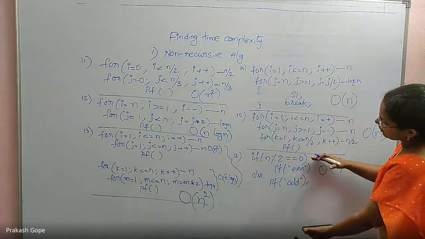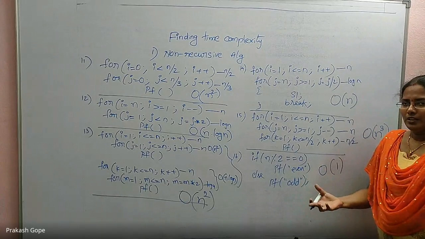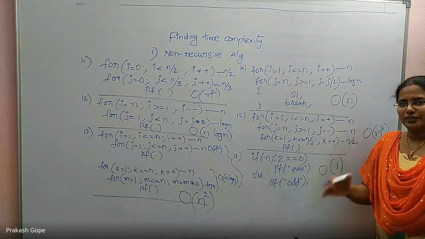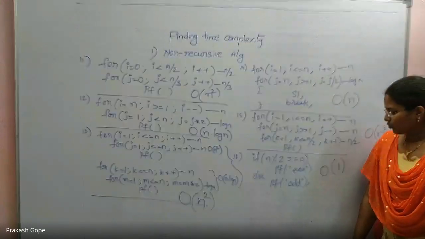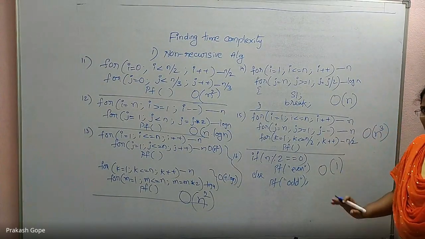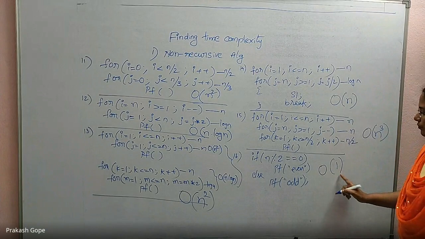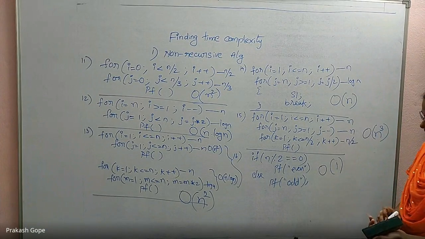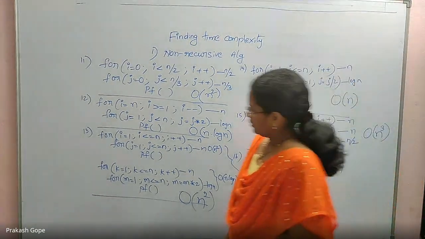Even if I have 100 or 1000 instructions like this, they are not getting executed repeatedly. Fixed number of instructions. So whenever it is fixed, we say big O of 1 or big O of k, c, or constant. Constant amount of time. So big O of 1. Okay.